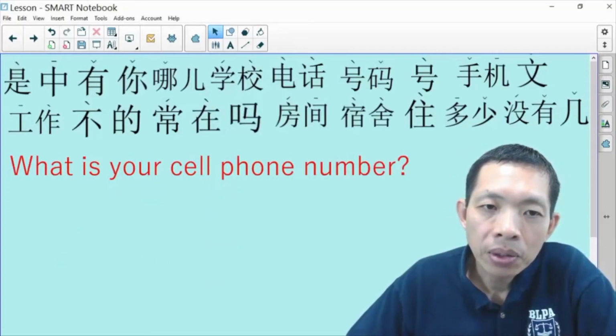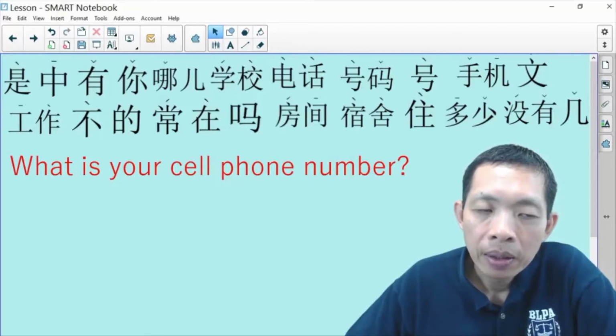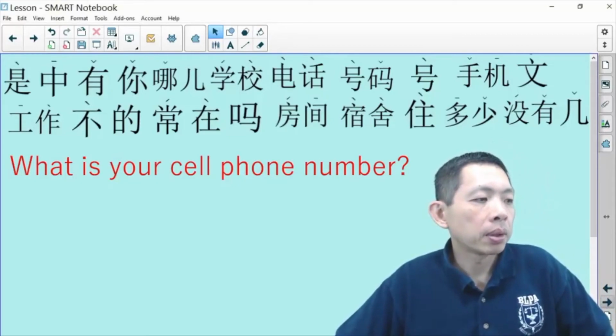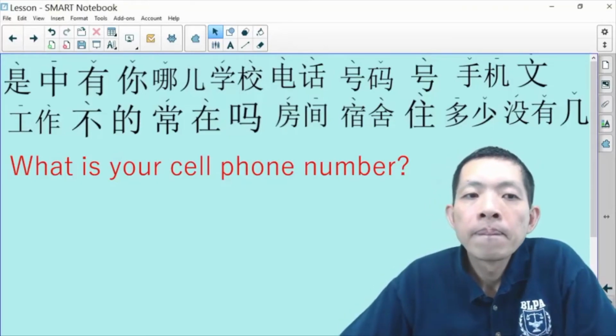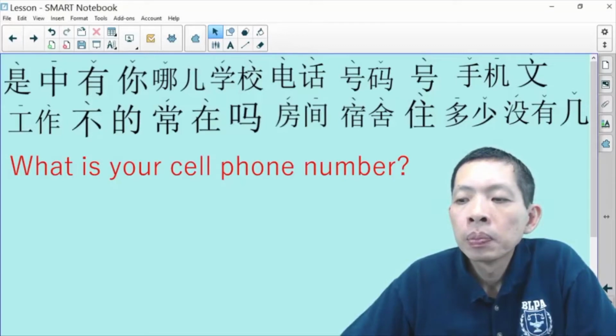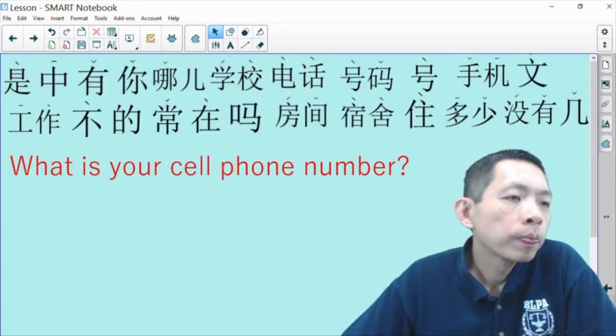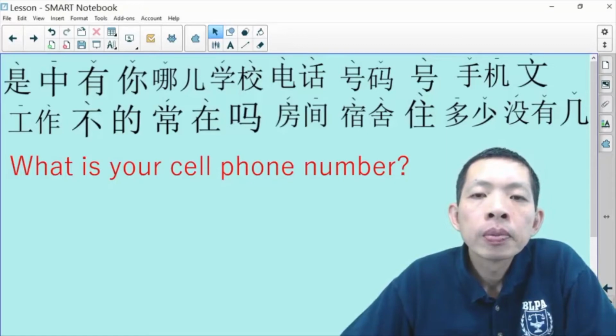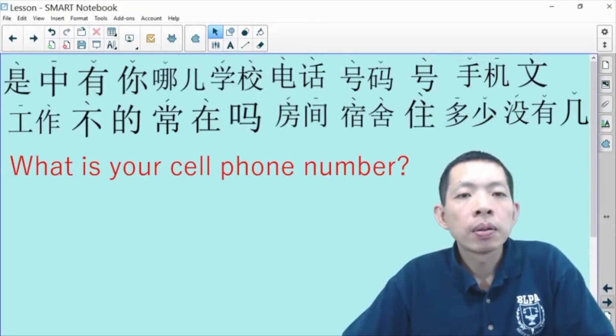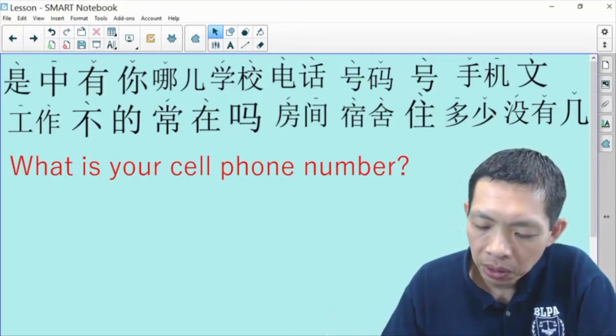Number 3, what is your cell phone number? Okay, the word what is not 什么. Okay, it's not 什么. Now let's look at your answers. Your cell phone number. How do you say your cell phone number?